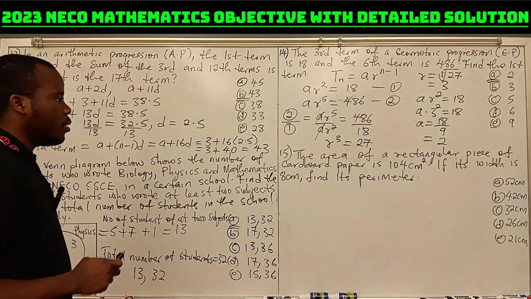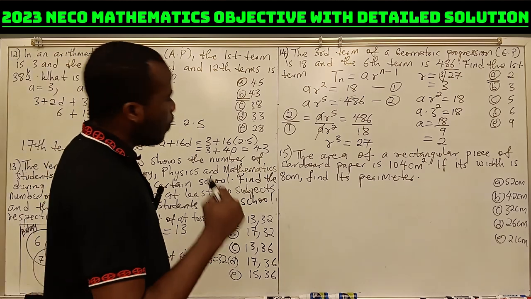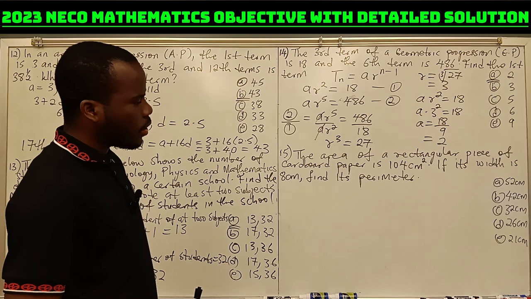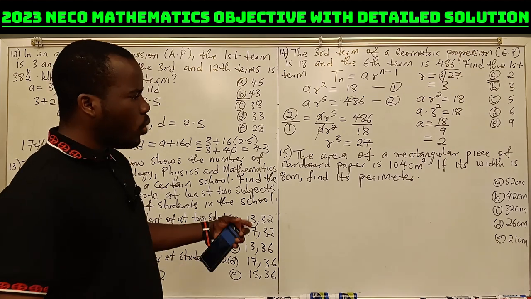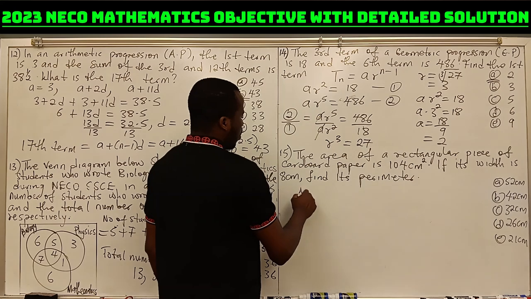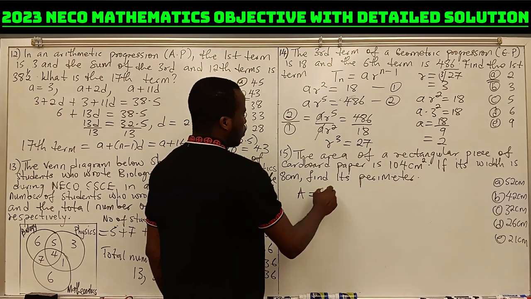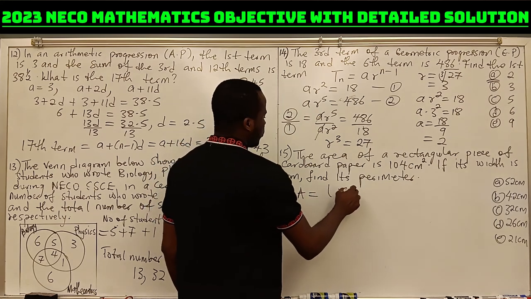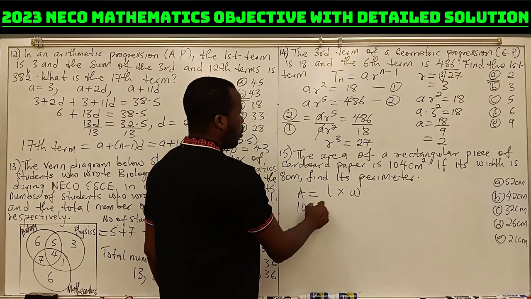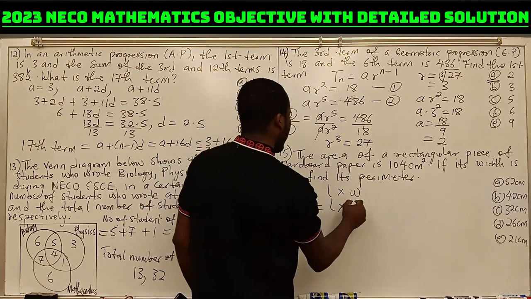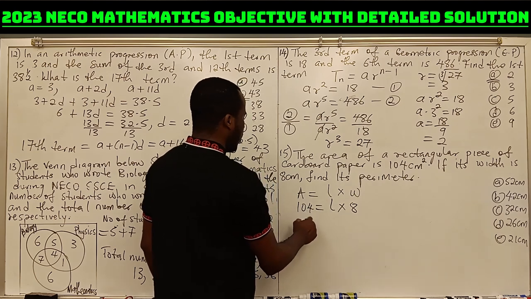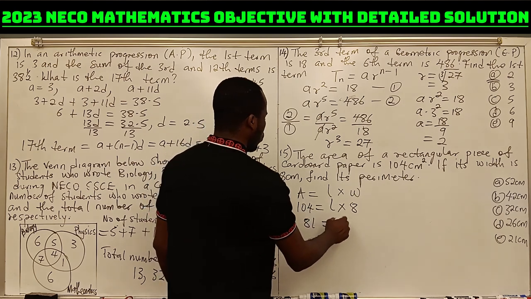Question 15 says, the area of a rectangular piece of cardboard paper is 104 centimeters square. If its width is 8 cm, find its perimeter. Area of a rectangular shape is length times width, or length times breadth. The area is given as 104. The width is given as 8. And so to find the length from here, we know that 8L equals 104.